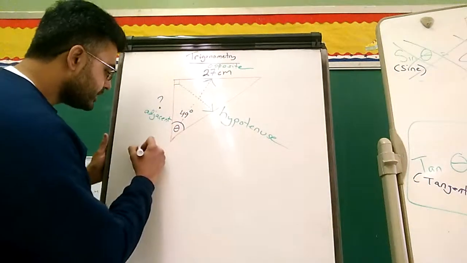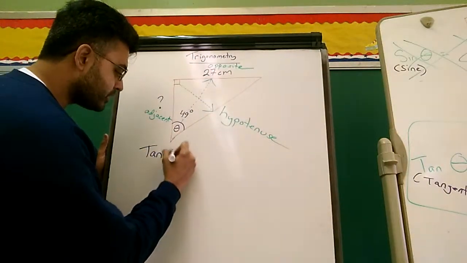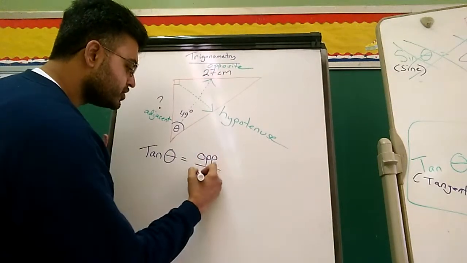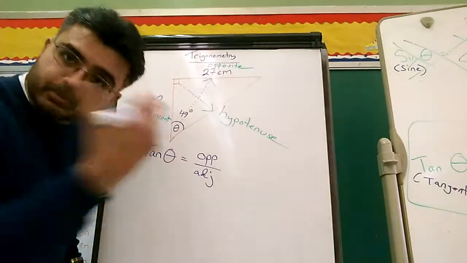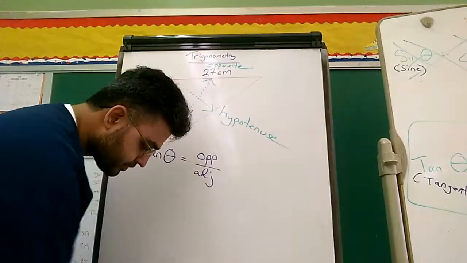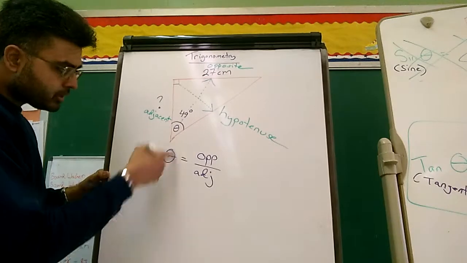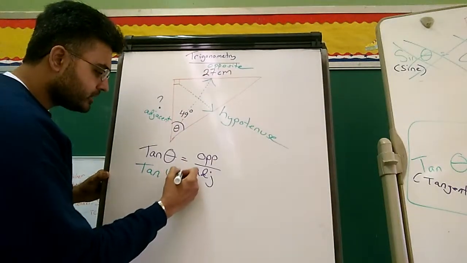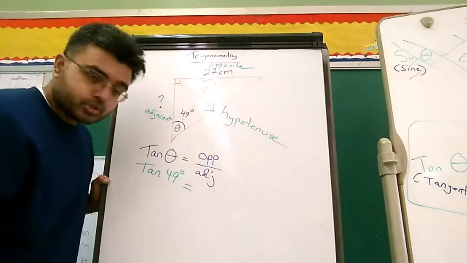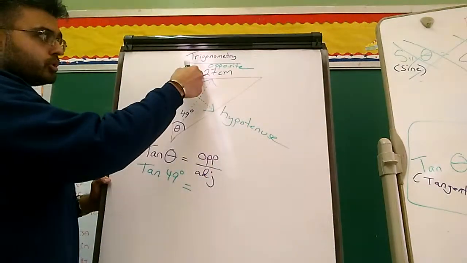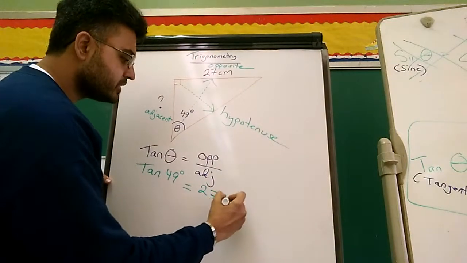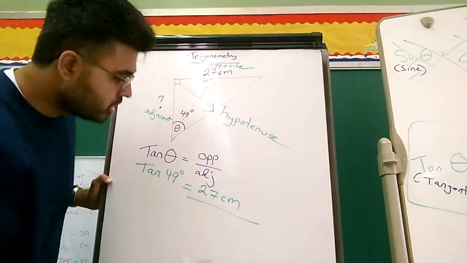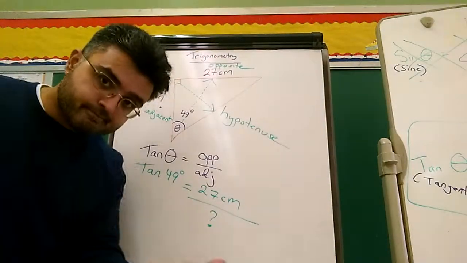So we have tangent of an angle equals opposite over adjacent. Let's plug in our information. Do we have an angle? We sure do, 49. Tangent 49 degrees is equal to opposite. Do we have an opposite? We sure do, 27 centimeters divided by adjacent. Do you have adjacent? No. Put a question mark. We set it up.